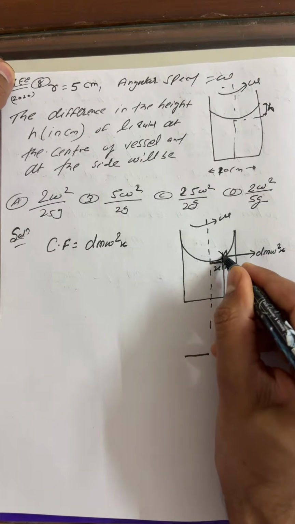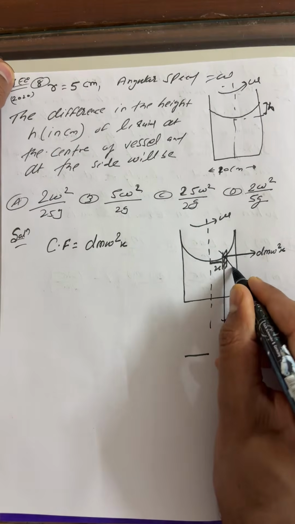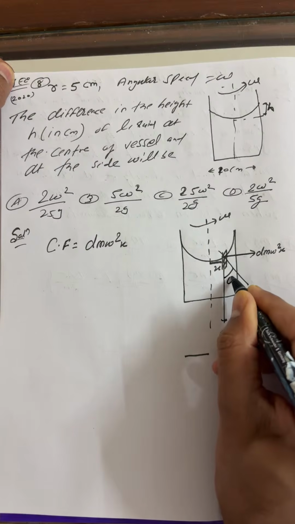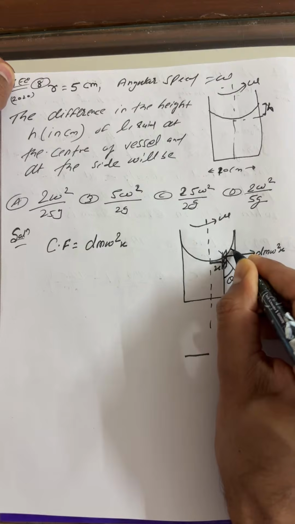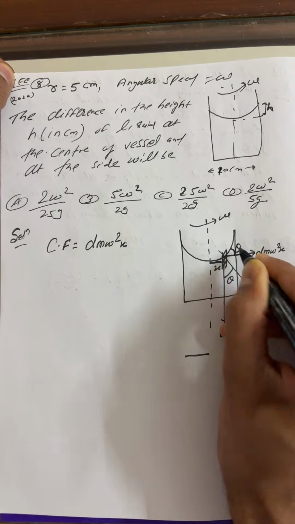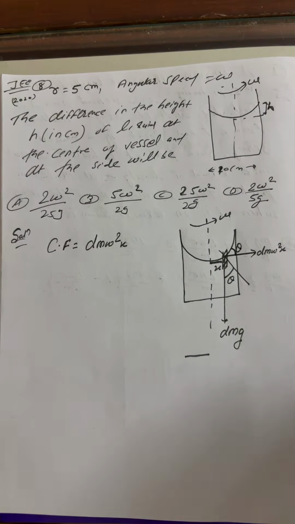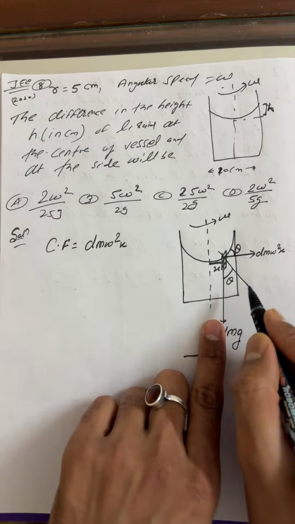Let us suppose these two are 90 degrees. I'm considering this angle as theta, so this is 90 minus theta. This is basically theta. You can take components here. So what can you say?